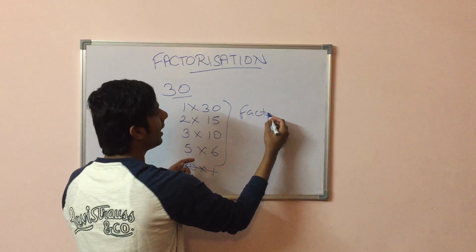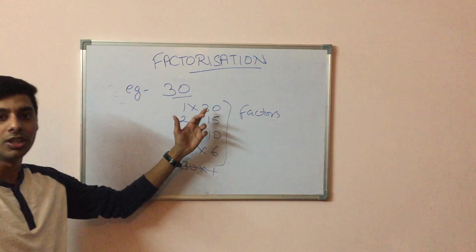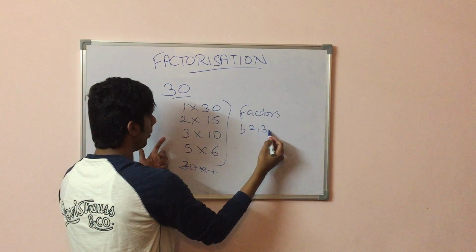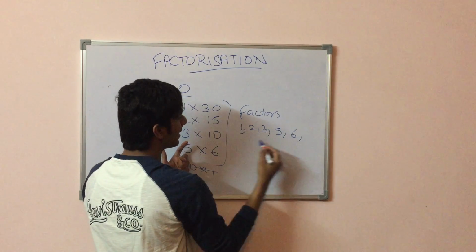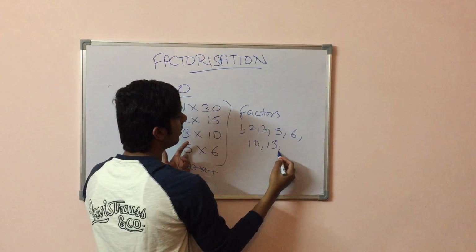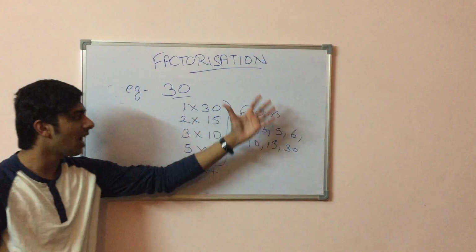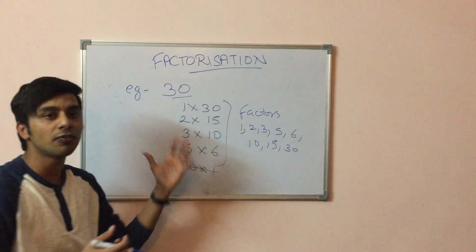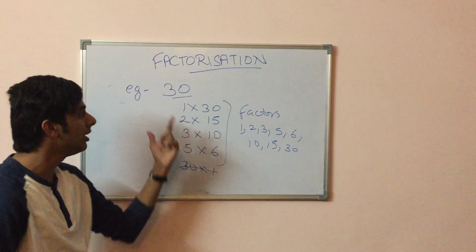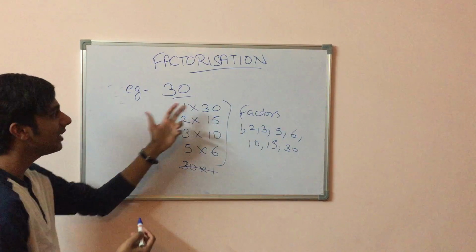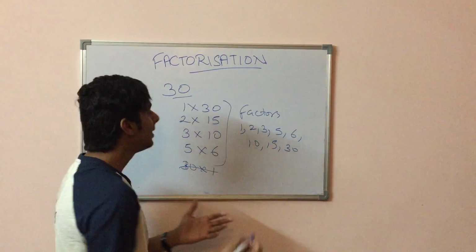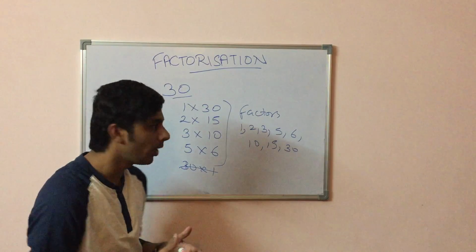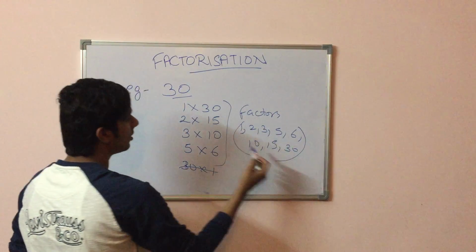If I have to say what the factors of 30 are, it means the factors of 30 are 1, 2, 3, 5, 6, 10, 15 and 30. These are the factors of 30. Factors means which are coming in the table of 30. If you multiply 1 into 30, it means that 1 and 30 are both factors of 30. So these are called the factors of 30.